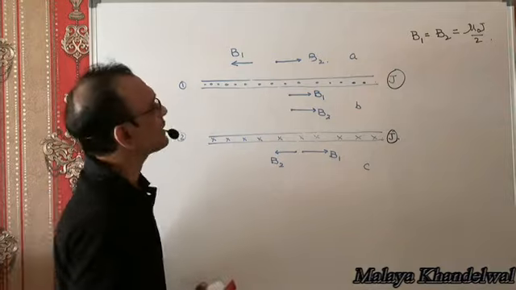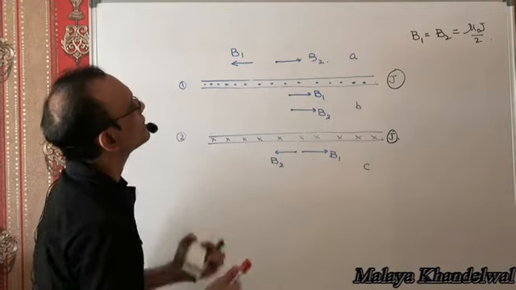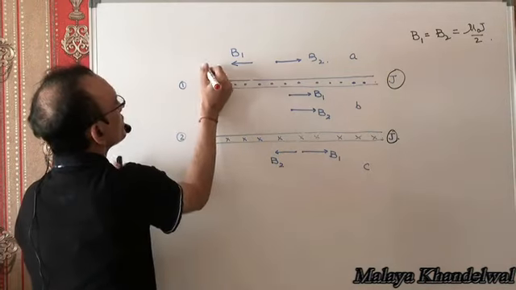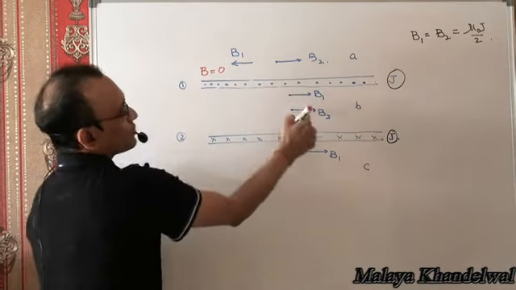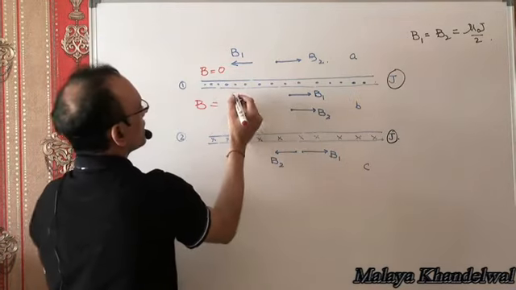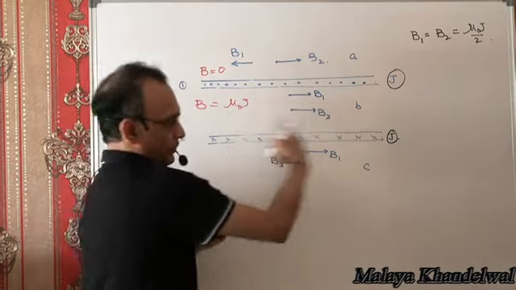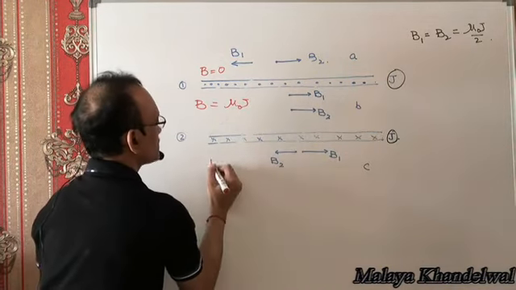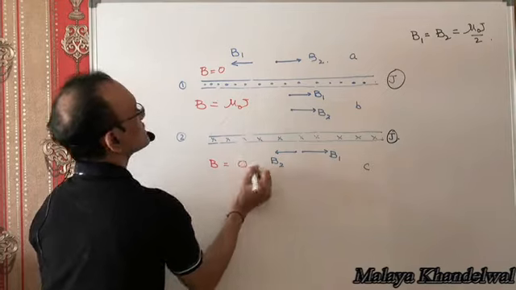What would then be the net magnetic field in regions A, B, and C? In region A, B1 and B2 will get cancelled, so B would be 0 in region A. What about region B? B is going to be twice B1. Twice B1 is mu naught J and would be to the right. And in region C, B1 and B2 would again get cancelled and the magnetic field will be 0 here.